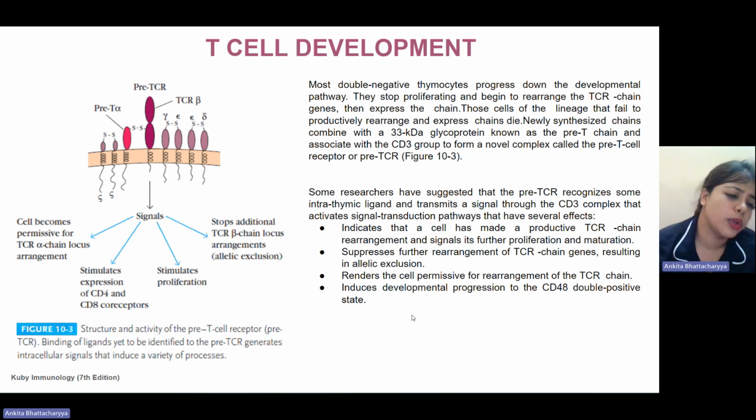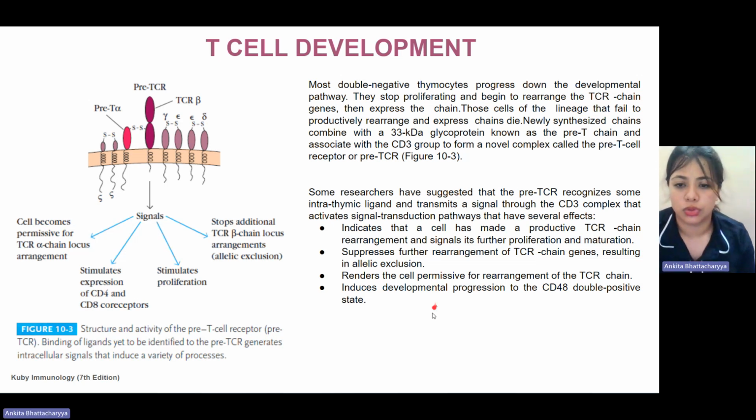Secondly, if these interact and they are able to form a functional receptor, then they would stimulate the expression of CD4, CD8 co-receptors. Then we have the next downstream effect, that it would stimulate proliferation. And fourth, it would stop additional TCR beta chain locus rearrangement by a process known as allelic exclusion.